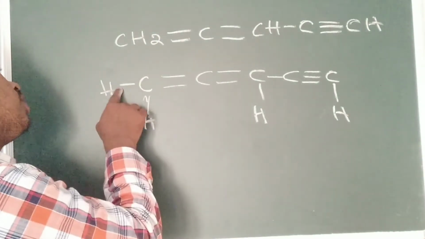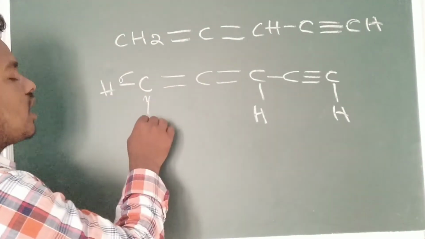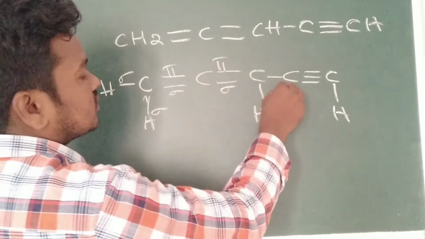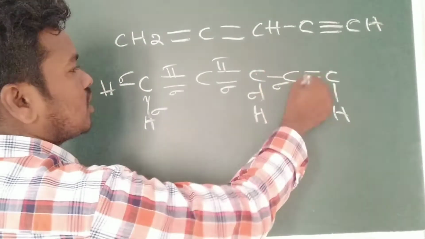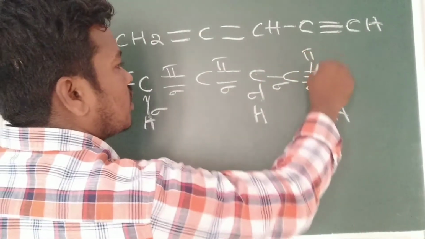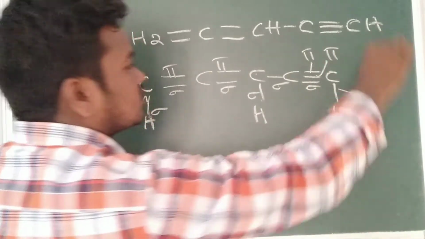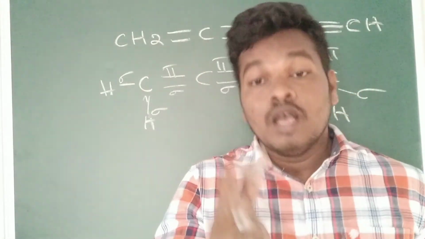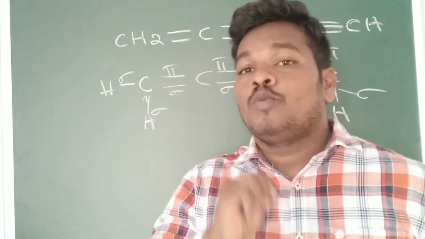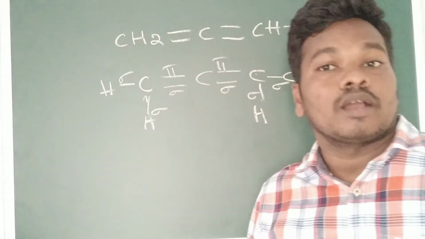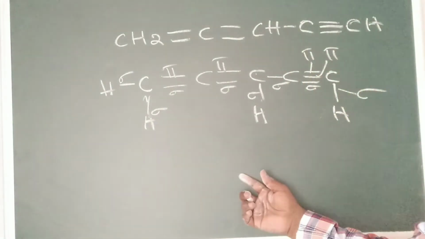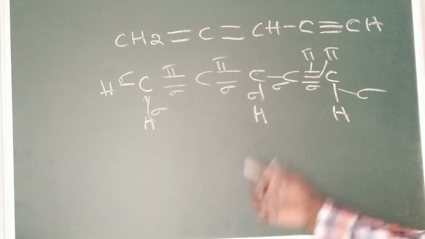Here between carbon and hydrogen is a sigma bond. For the double bond, this is sigma and this is pi. This is sigma, this is pi. Carbon to hydrogen is sigma. For the triple bond, one is sigma and the other two are pi bonds. If a single bond is there, it is a sigma bond. If two bonds are there, one sigma and one pi. If three bonds are there, one sigma and two pi bonds. First we have to make the expanded structure, then we can easily calculate it. Now calculate how many sigma and how many pi bonds.